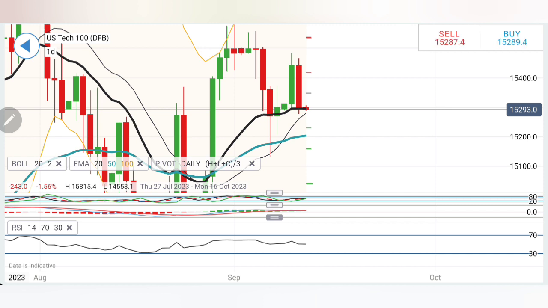And on the downside, below 15,250, rather I will say below 15,240, you can initiate a sell entry for 200, 170, 140, and then 15,050 levels are the next targets. Take your positions accordingly. Now let's have a look at US30.